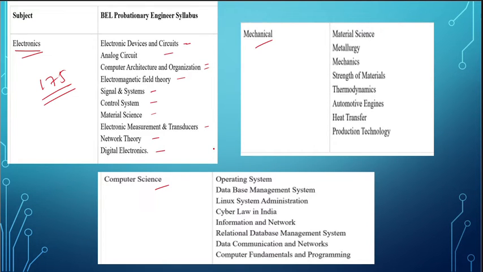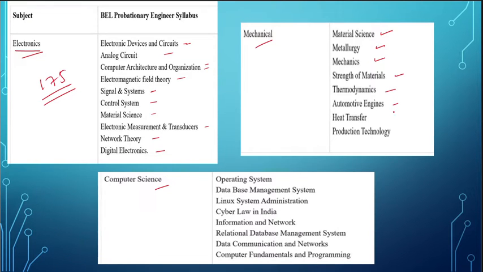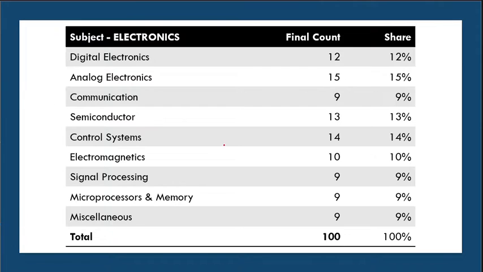Based on this, in the upcoming slides we will discuss each topic, how many questions we may get and which subjects we need to stress more on in cracking the examination. Coming towards the mechanical part, there are material science, metallurgy, mechanics, strength of materials, thermodynamics, automotive engines, heat transfer, and production technology. Coming towards computer science, there are some subjects like this. You can just go through them. And now going towards a very important one, that is electronics.